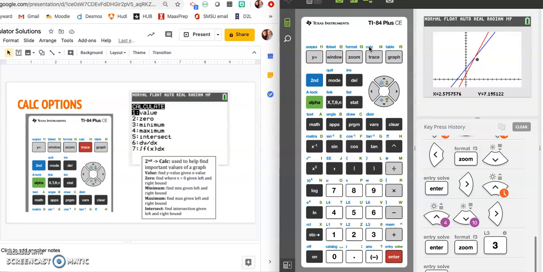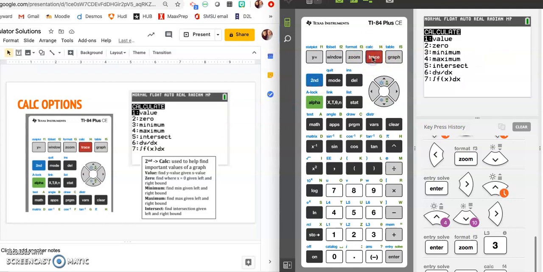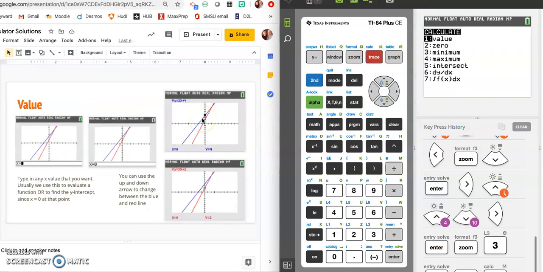Right now, intersection is probably the one we're going to use the most, but value and zero are good to know, and then later in the year we'll talk about minimum, maximum a little bit more. And so I'm going to hit my second calc, or it would be the trace button, but since I hit the second, it pops that one up. And we're going to talk about the value button.